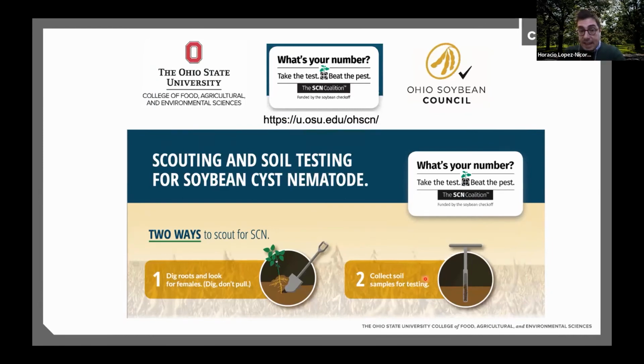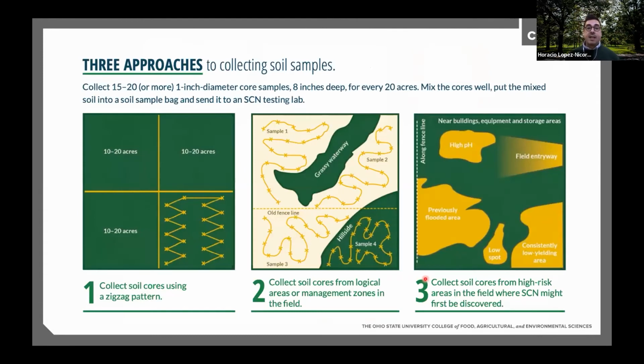The other one, which I consider easier, is to go and collect a soil sample. And you will do this exactly the same way that you will collect a soil sample to send it to a soil test lab. So we recommend breaking fields in areas no larger than 20 acres. Do that zigzag pattern collecting subsamples to make a composite sample that you will then mail to the nematology lab.